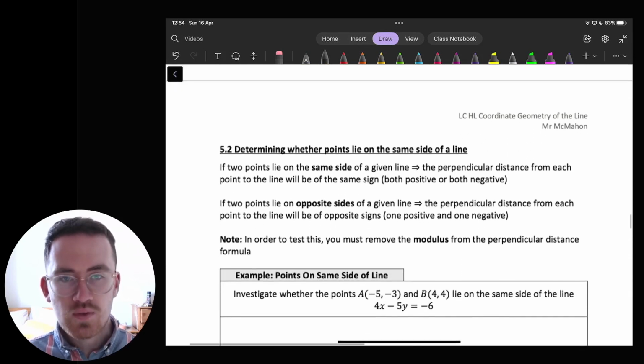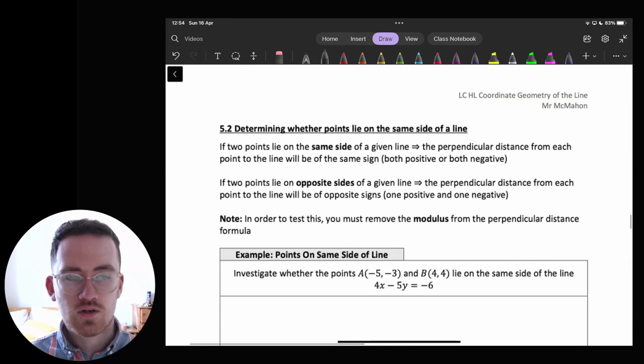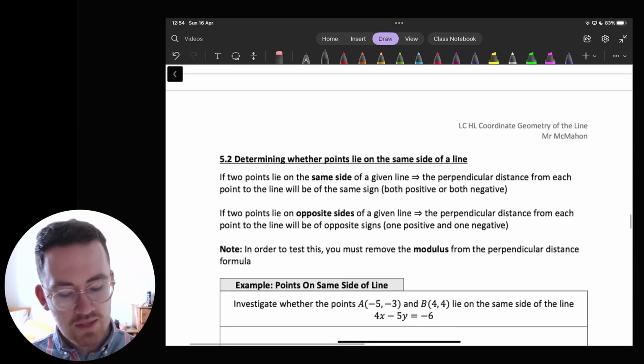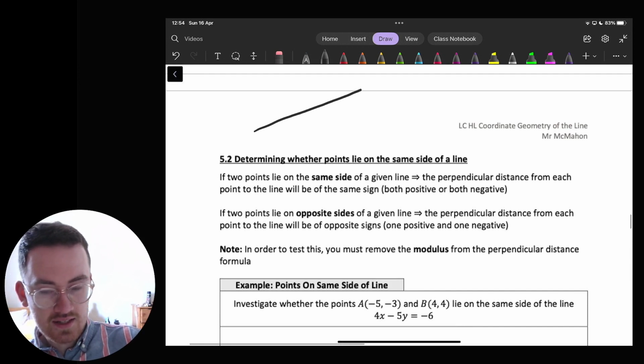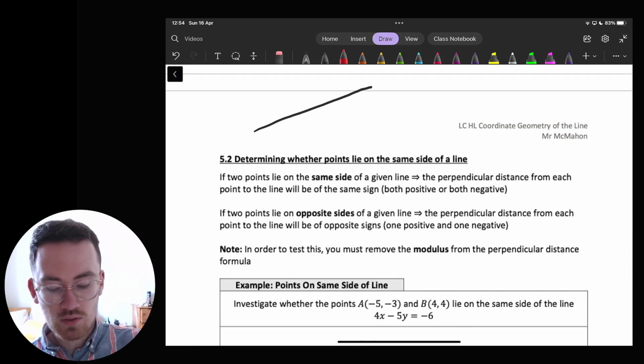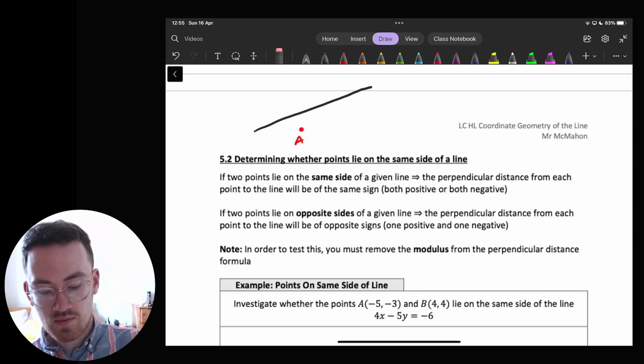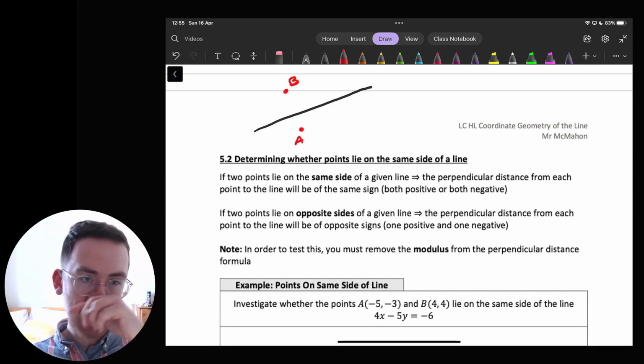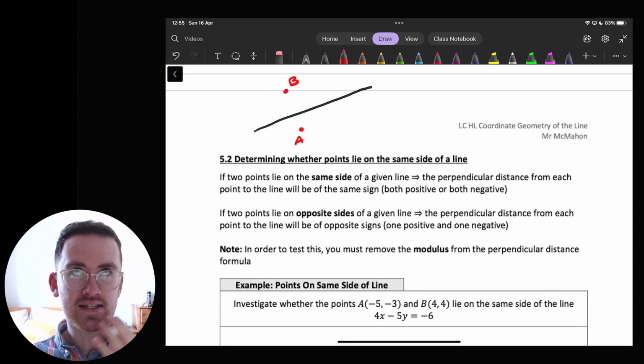So another part where this formula comes up is when we're looking to see whether points lie on the same side of a line. And what we mean by that is, if I have a particular line like this one here, and say I have 2 points A and B, I might want to know whether A and B are both on the same side, or whether maybe A is on one side and B is on the other side of the line. And what this comes down to actually is the sign of this perpendicular distance.